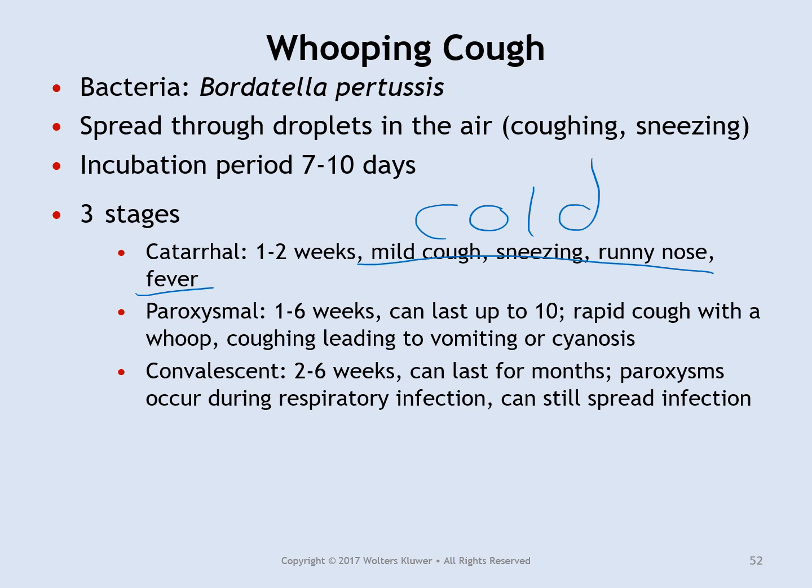After that first 2 weeks in that first stage, you go into this paroxysmal stage. And this can last from 1 week to 6 weeks. It can go up to 10 weeks, so anywhere from a week to 2.5 months. In this paroxysmal stage, you see this rapid cough with this whoop at the end. This is where whooping cough gets the name, because the kid is coughing so hard, they're trying to get air back into their lungs as much as possible.